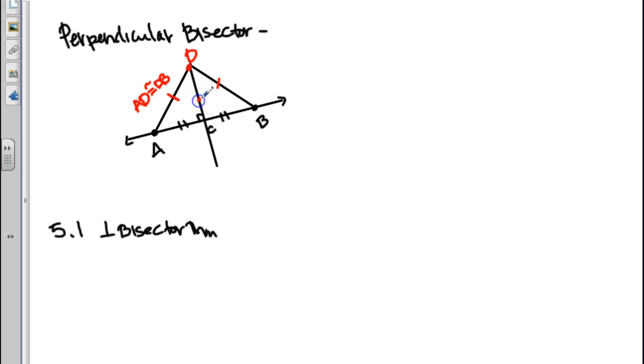And we could draw other points in here. We could make smaller triangles. We could make this F, and this distance would be the same as that distance. So kind of a super cool thing that theorem 5-1 is.